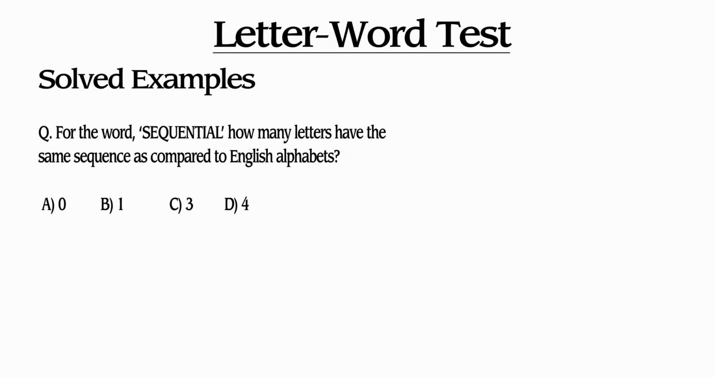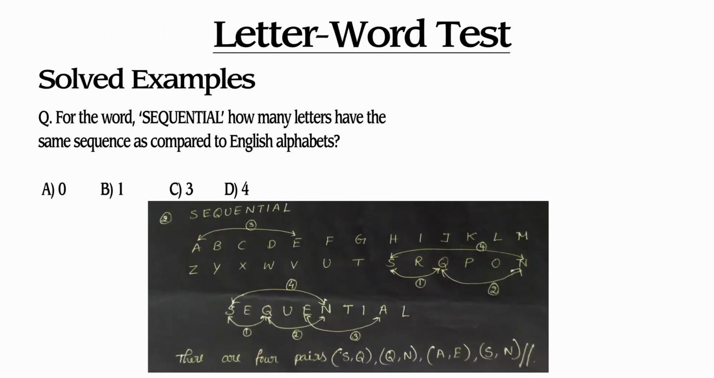Next question, for the word sequential, how many letters have the same sequence as compared to English alphabet? Let's discuss the answer. This is one of the trickier questions in letter word problems. The logic is same, but there are multiple pairs which have more than one letter in it. Starting from the left, you can see that there is a letter between S and Q. When you compare with the letters in the alphabet, there is also a letter R between S and Q. So we have one pair.